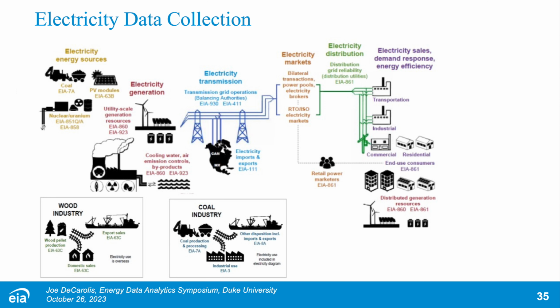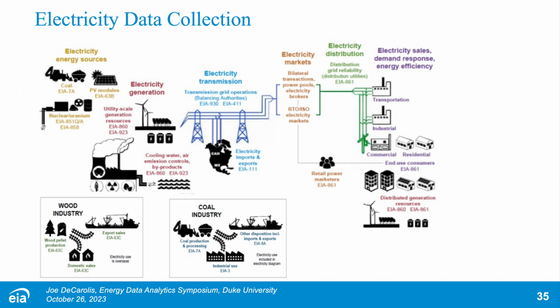So very quickly, I just want to give you a sense of the scope for the data collection effort. This is what our electricity data collection looks like. Anytime you see EIA dash and then a number, that's a survey that we have in the field. If you do research on electricity, you probably are familiar with our 860, our 923, or 930, the hourly data. And you can see that we have surveys that cover all the way from natural resource extraction all the way through the flow of electricity to end-use sectors.